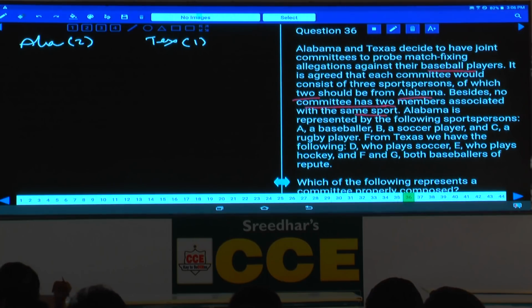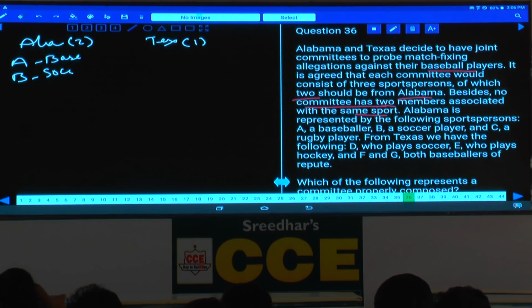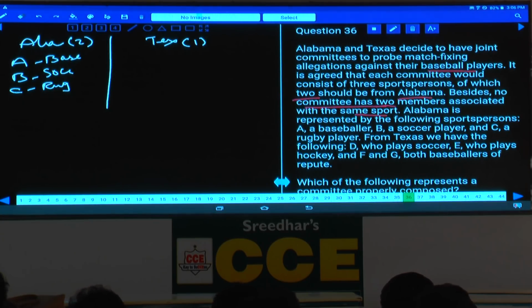Alabama is represented by the following sports. A is a baseball player, isn't it? And what about B here? B is a soccer player. And C, a rugby player. So how many persons are there in this one? There are 3 persons in Alabama. Among those 3, we should take 2 persons. And from Texas we have the following: D, who plays soccer, isn't it? And E plays hockey. Then what is the next one here? F and G. Both these 2 persons play baseball. This is the information given.